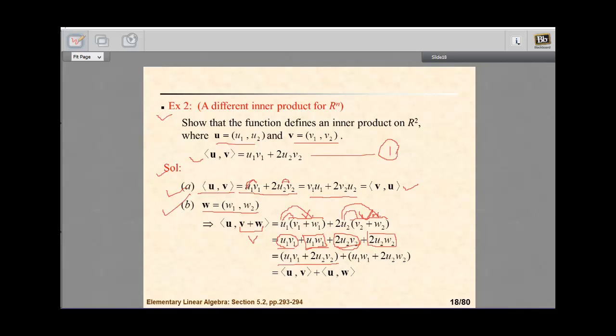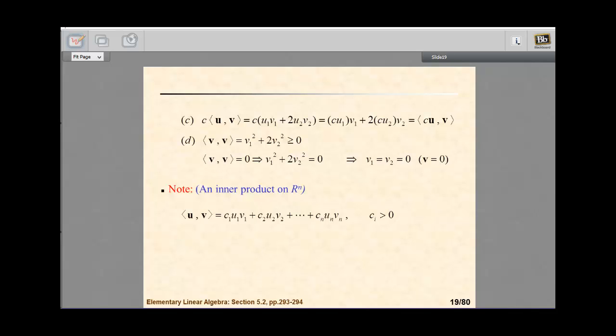So this will be equal to U1 V1 plus 2 U2 V2 in one bracket, and the W terms in another bracket. What is this? We can write the first as the inner product of U comma V, and the second as the inner product of U comma W. So our property number 2 holds, that is U comma V plus W can be written as U comma V plus U comma W.